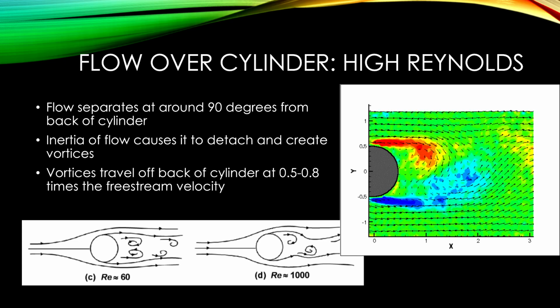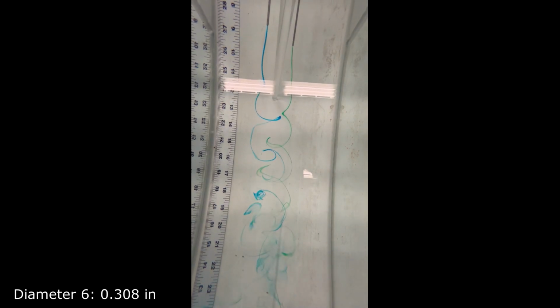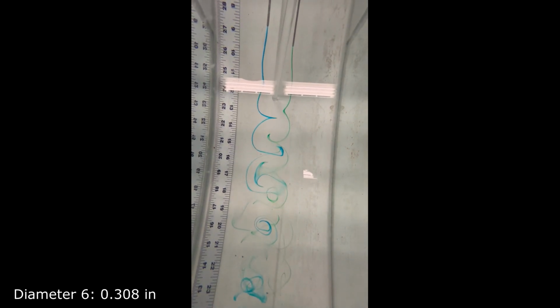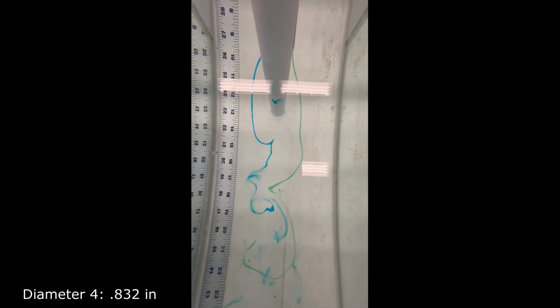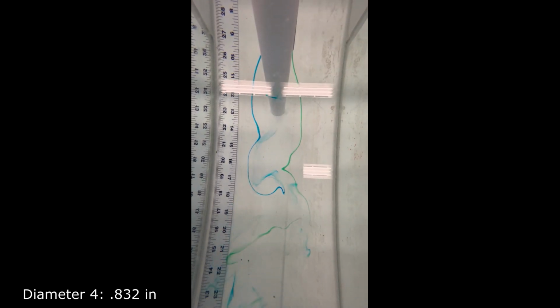Here we can see through these videos what Skylar and Alex were talking about by looking at the recordings from the lab of all 6 diameters that were being tested. The flow is moving across with the blue dye and the green dye being on separate sides of the cylinder that we placed in the tunnel.